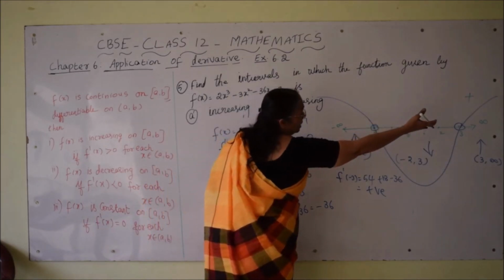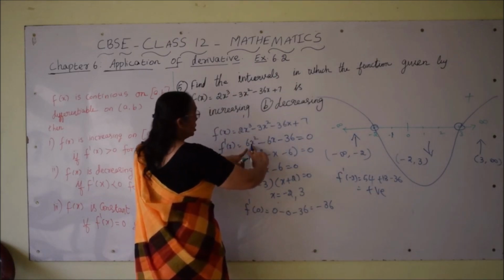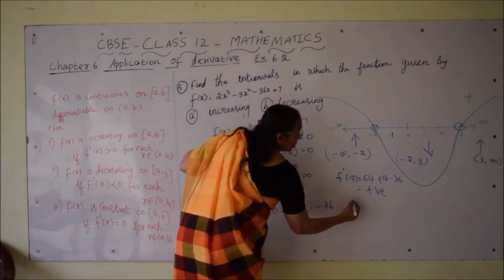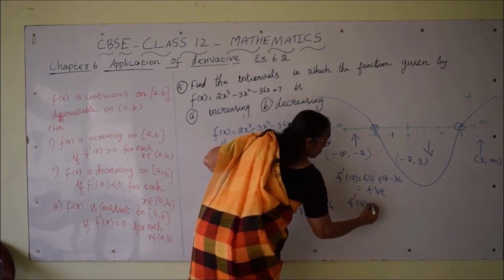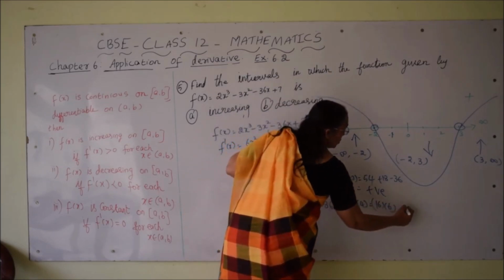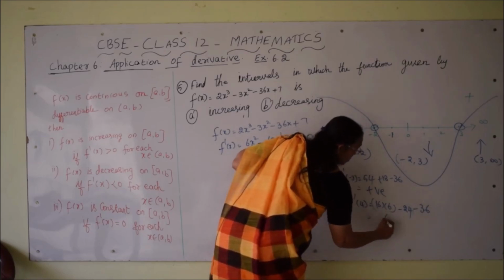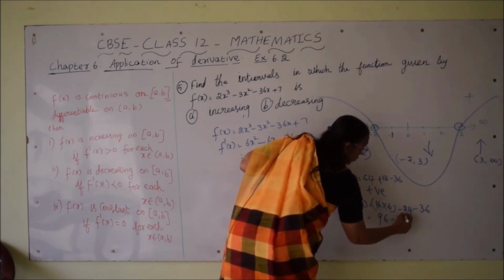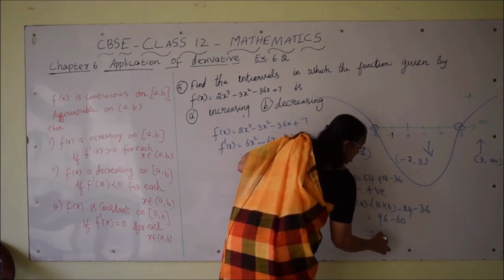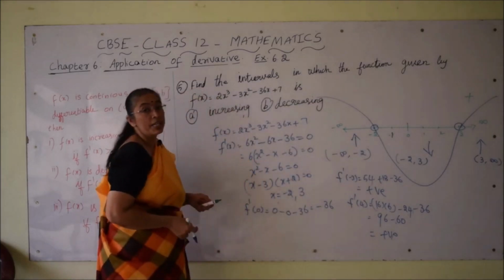Now we can check in the interval with 4. If I substitute plus 4 here, 4 square will be 16. 16 times 6 for f dash of 4 is 96, minus 6 fours are 24, minus 36. So 96 minus 24 minus 36 is nothing but 36. So we got positive, and we can see here from 3 to infinity the function is increasing.